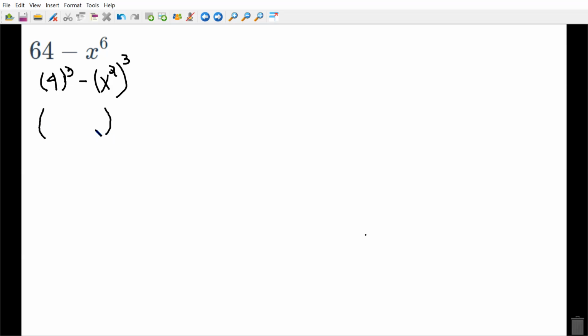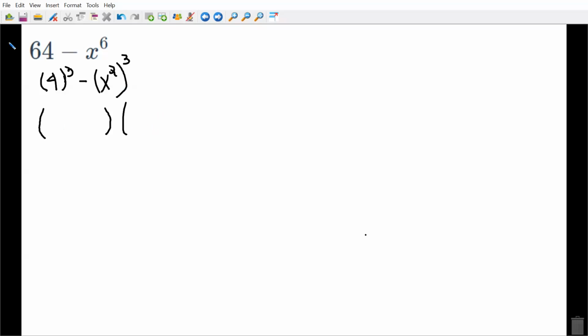I can't show the camera. It's broken. It's 2 in parentheses 2 minus x, close parenthesis, and in the other parentheses 4 plus 2x plus x squared, and close parenthesis. And it's the same, but different.